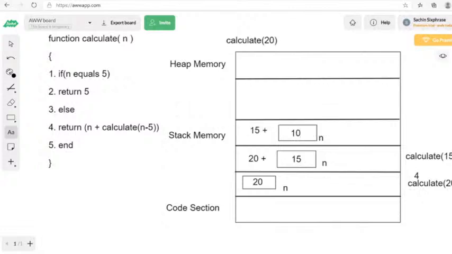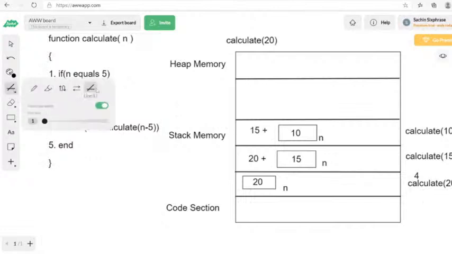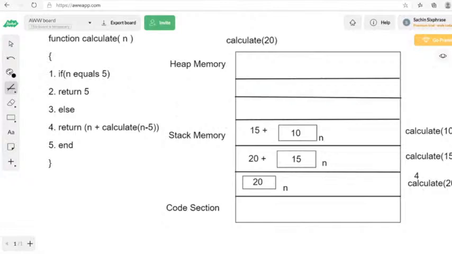So this activation record is for the recursive call calculate of 10. Now, after you call calculate of 10, there will be one more activation record created. There, you check whether 10 equals 5. No, you come to the else part. You execute return n plus calculate of n minus 5, which is again a recursive call.